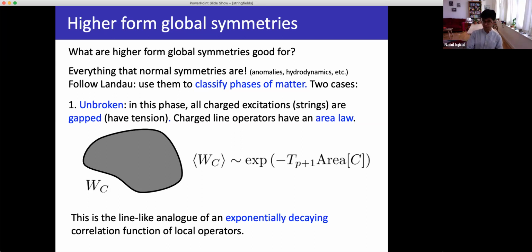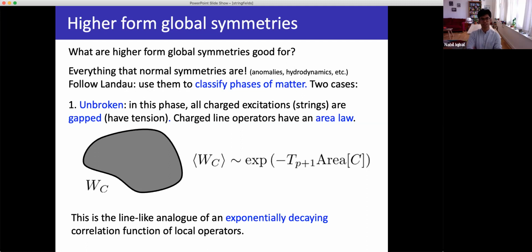For example, they can have anomalies. You can use those anomalies to classify phases of matter. They can have hydrodynamics. Some of you were here last week for a talk by Iqbal on exactly the hydrodynamics of a higher form global symmetry. What I'm going to do is use Landau to try to use them to classify the phases of matter. That is what Landau wants us to do with any global symmetry. So we should ask, what are the two possible phases of a higher form global symmetry and what do they mean? So again, one phase you can have is when the higher form global symmetry is unbroken.